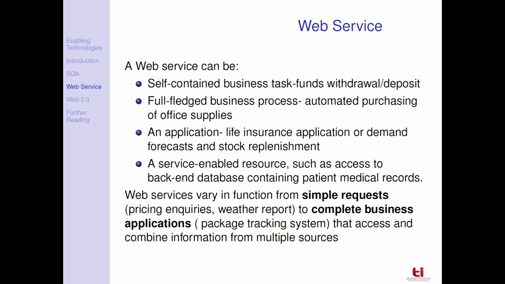So a web service can also be an application, for example, a life insurance application or demand forecast and stock replenishment. A web service can also be a resource-enabling service, for example, one that enables access to a backend database containing patient medical records. So web services vary in function from simple requests, for example, pricing inquiry or weather report, to complete business applications, for example, a package tracking system that accesses and combines information from multiple sources.